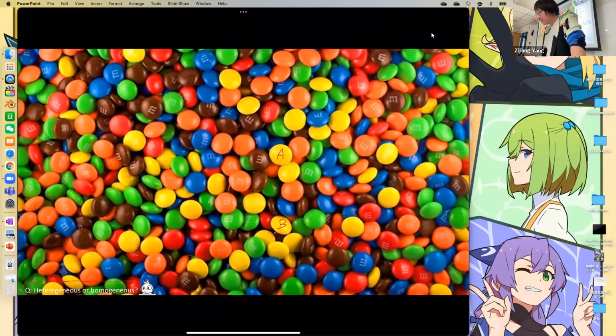But suppose I have a large spoon and my only available sampler is a spoon, and it can only take a chunk of candies, like here. So this is the first sample. This is the second chunk of sample, and we may have the third chunk of sample.